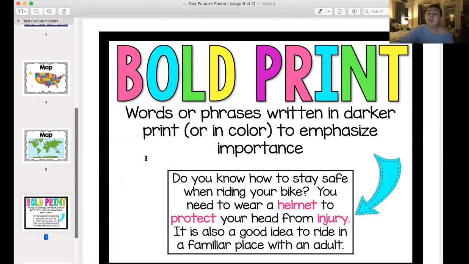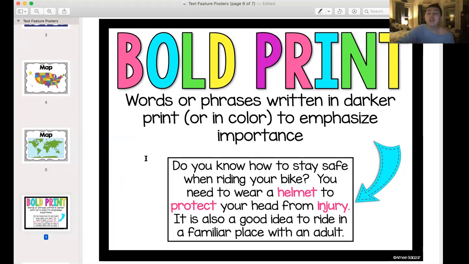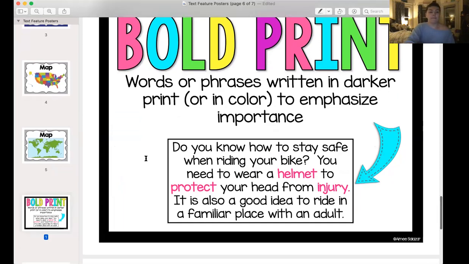We talked a little bit about bold print last time. So remember, bold print are words or phrases written in darker print or sometimes in color to emphasize importance. A lot of times our vocabulary words are in bold, so we know where to find them in an article.